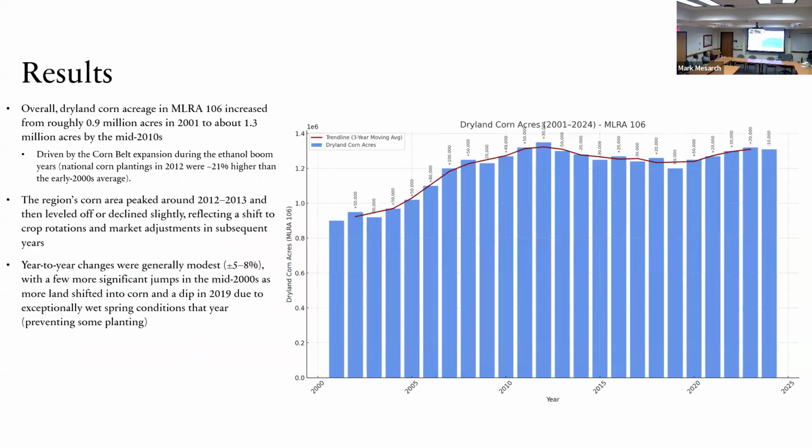So when getting into the actual results outside of the accuracy assessments, we're seeing a largely increasing trend across 20 years of the dryland corn acreages. Why are we seeing that? It's largely because of the ethanol boom in the mid 2000s, and then a dip in the spring of 2019 due to exceptionally wet conditions in this MLRA, and then a roughly 1 million acre increase from early 2000.